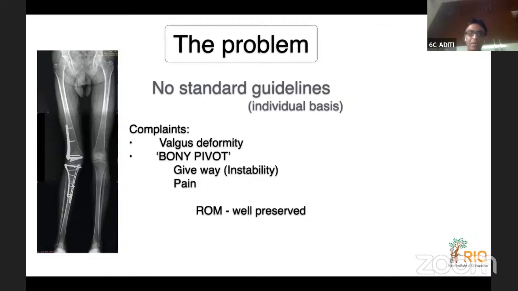They can also have varying degrees of giveaway, indicating instability due to either bony or ligamentous or both components. These patients often present with pain as well. And if you look at the range of motion, they are pretty well preserved most of the time.